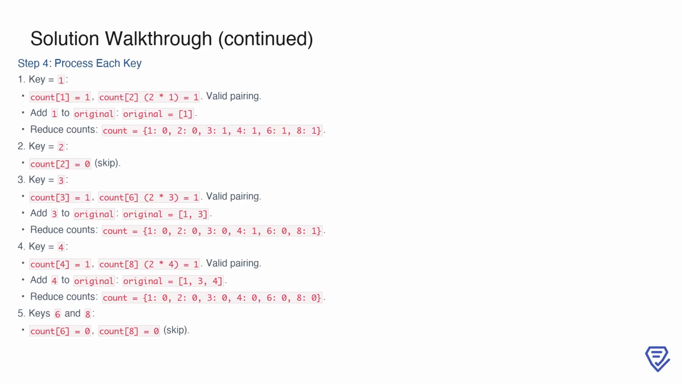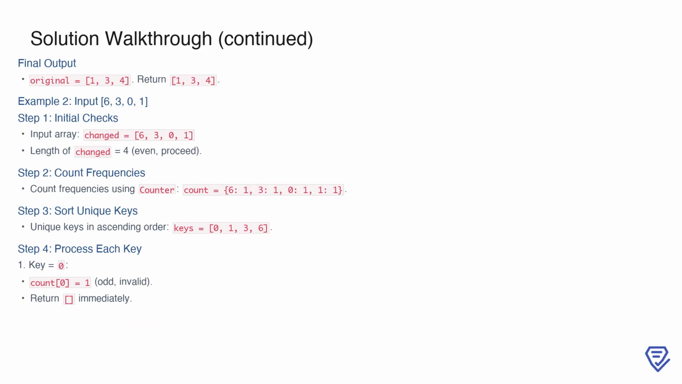Finally, the keys 6 and 8 are skipped since their counts are 0. At this point, the count map shows all values as 0, indicating successful processing. The final output for this example is the original array, which is [1, 3, 4]. We return [1, 3, 4] as the result.